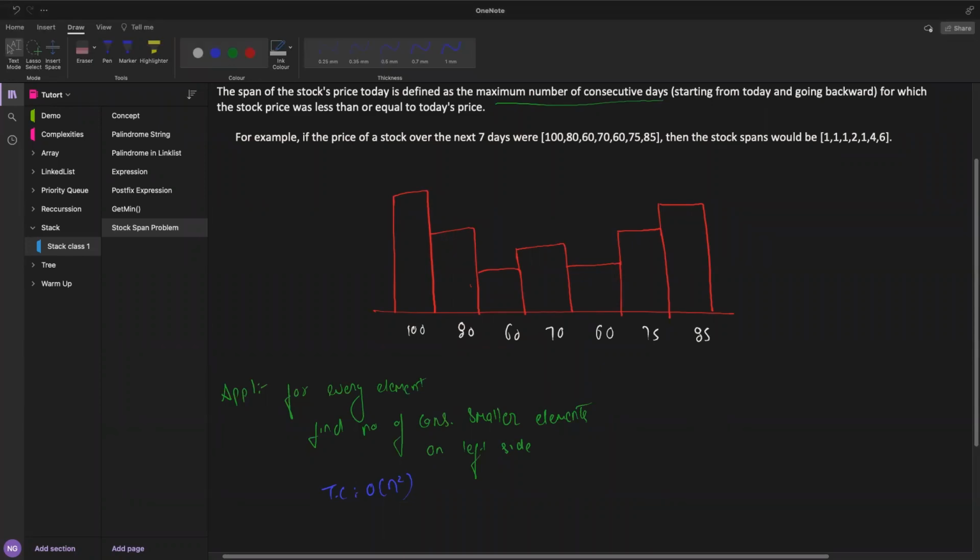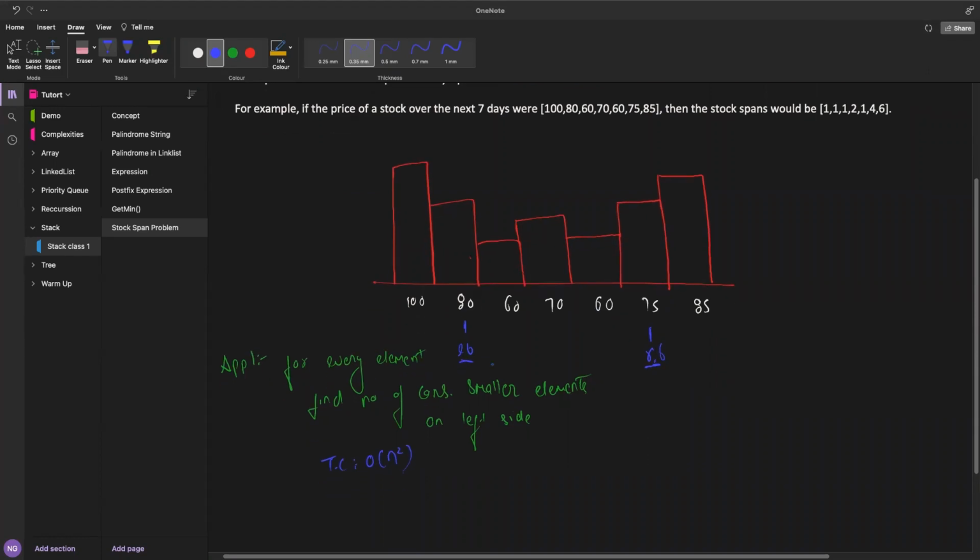Okay. Now, complexity is fine because we are getting order of n square. But now what we can do is, if you look at any element, the immediate bigger element on the left hand side is creating the left boundary. Again, think in terms of boundary. The current element is the right boundary and the immediate greater element is the left boundary. So the immediate greater element we have to find for every element.